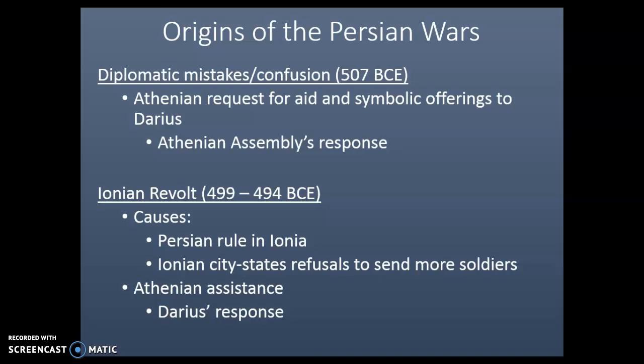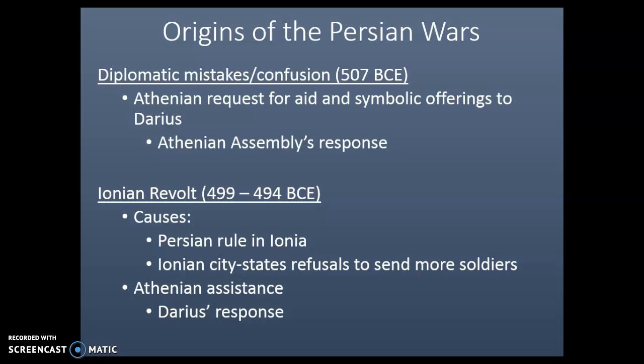When this came back to the Athenian assembly, they rejected it. They said they did not want to be part of the Persian Empire. They wanted to stay independent. And so that's bad enough, but a few years later, you get a revolt in Ionia. Now, remember, Ionia is the west coast of what is today Turkey. These were Greek city-states. Remember, most of the Ionian philosophers and all that.